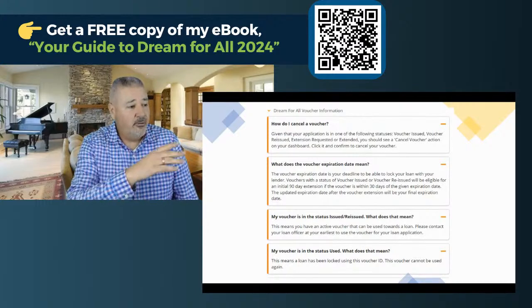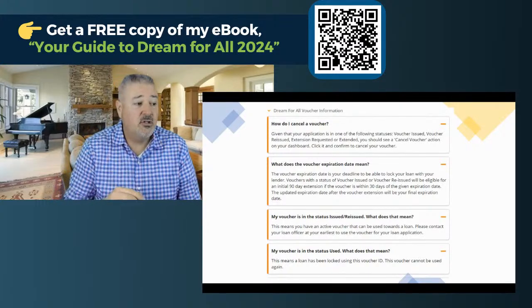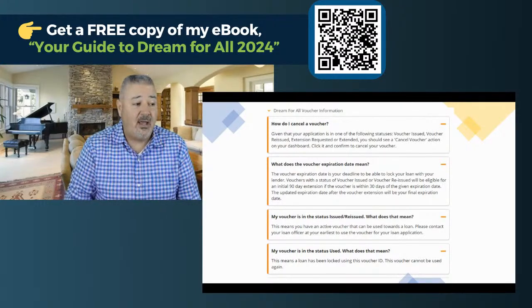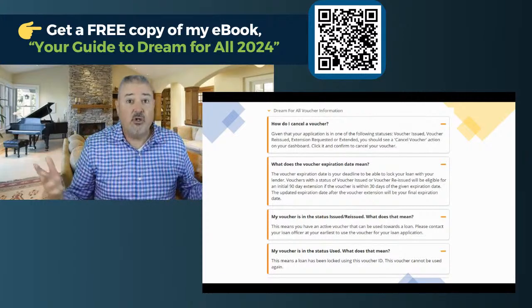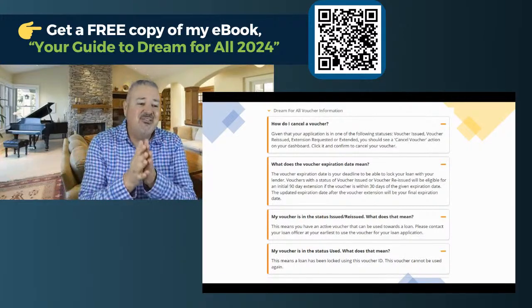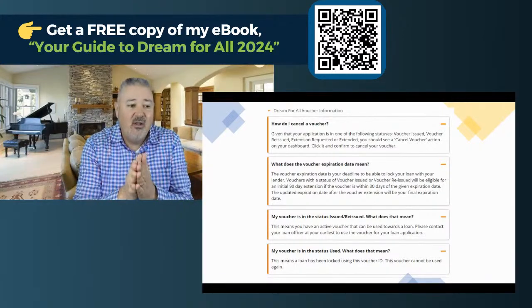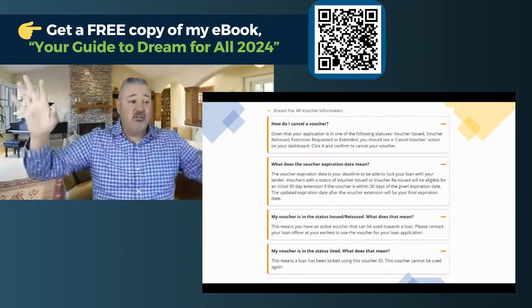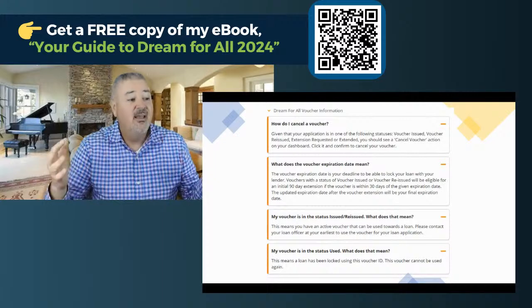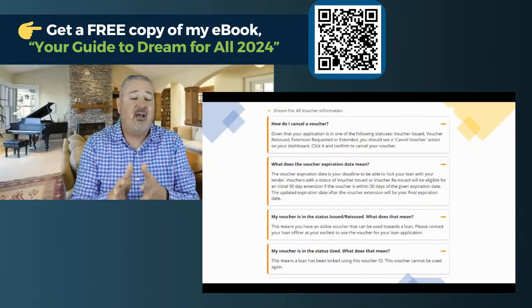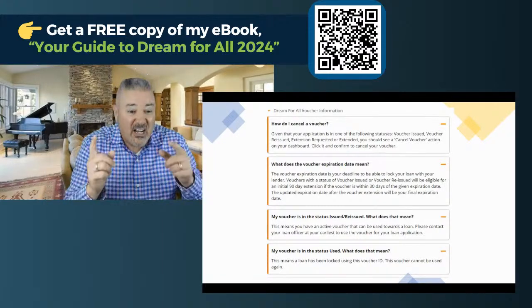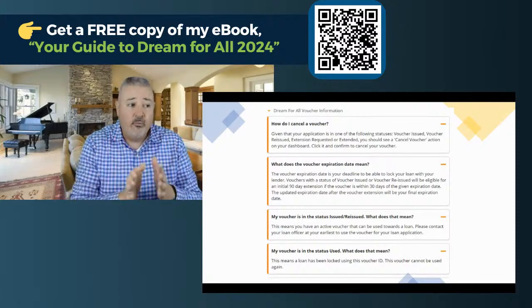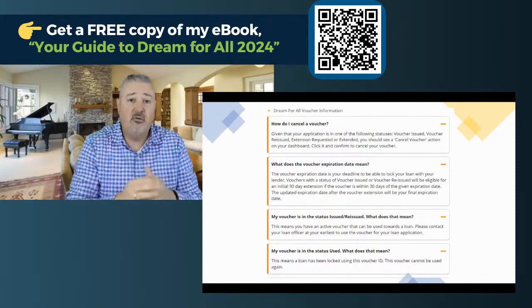All right, so third FAQ says the voucher is in issued or reissued status. What does that mean? It means you have an active voucher. Go find a home, okay? You can use that voucher towards your loan. If you are in that status, then contact your loan officer. That's me. At your earliest ability to use the voucher for your loan application. But you got to contact your realtor at that moment. So the status is going to say voucher issued or reissued.